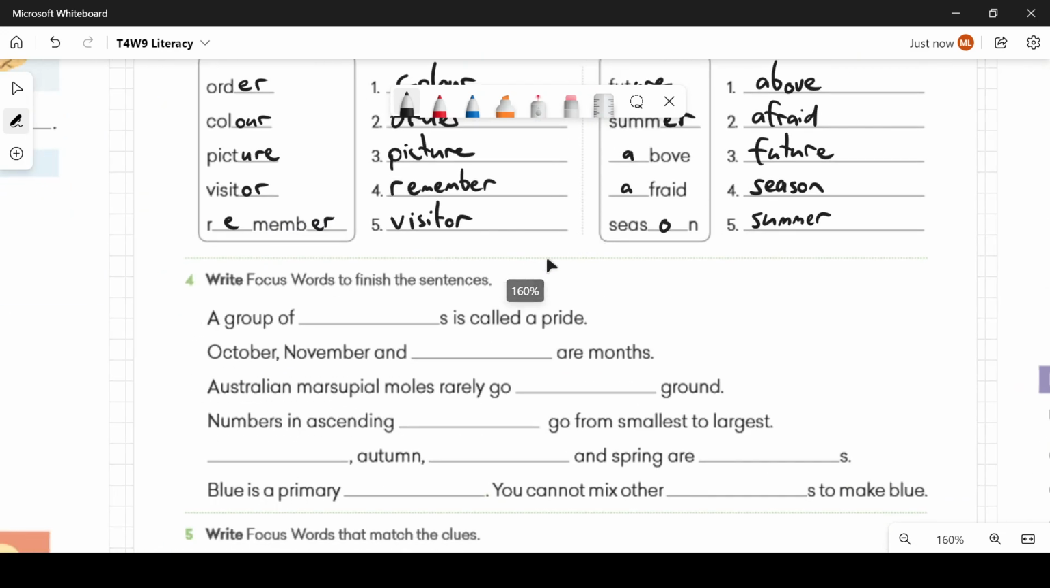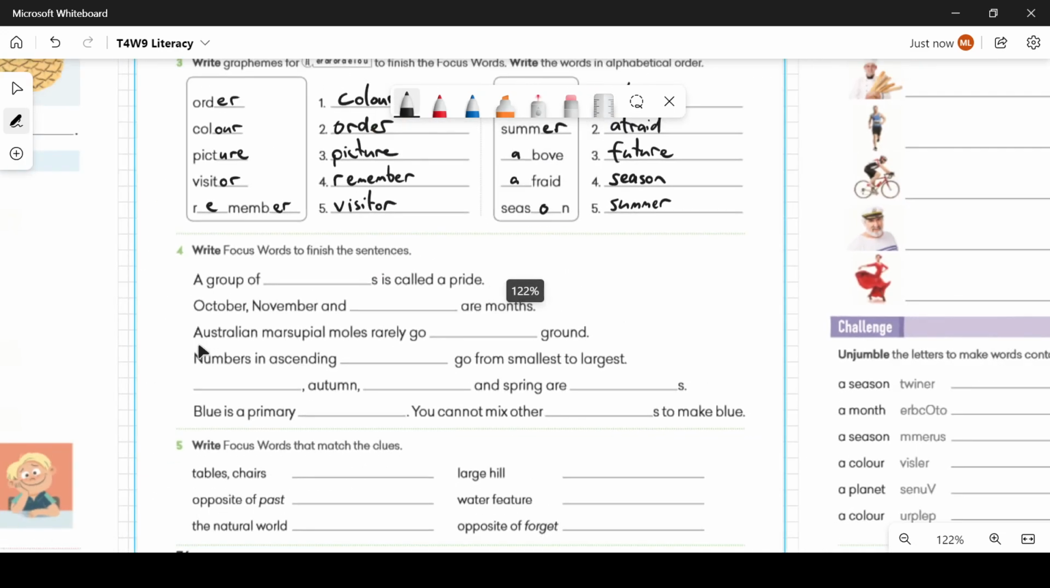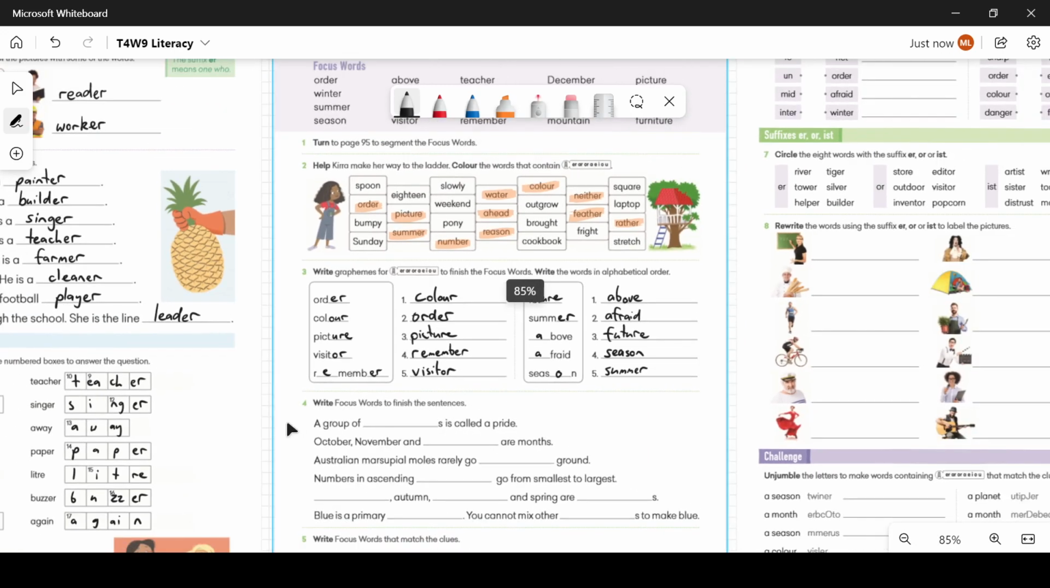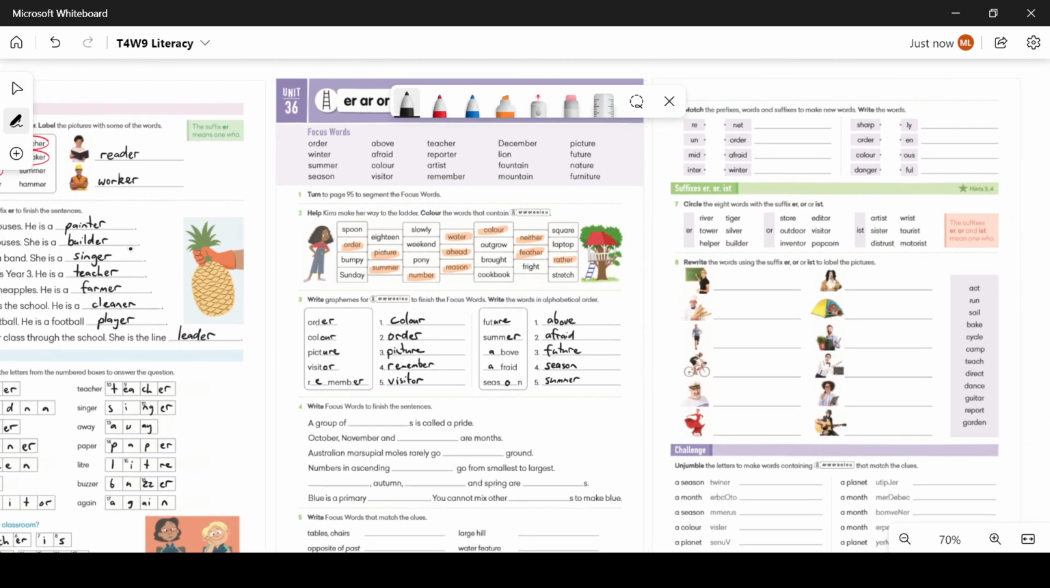Boom. All right. Right, focus words, finish sentences. A group of something is called a pride. A group of lions. October, November, and December are months. Australian marsupial moles rarely go above ground. Numbers in ascending order go from smallest to largest.